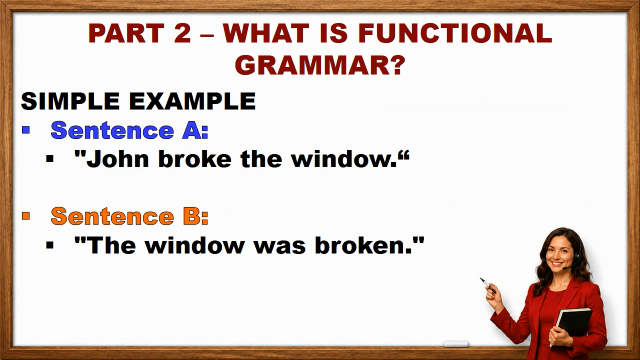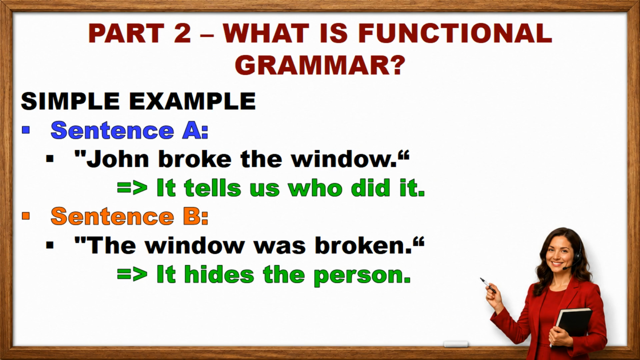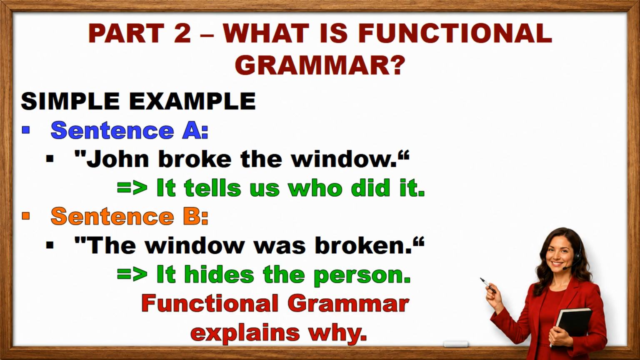Simple example. Look carefully. Sentence A. "John broke the window." Sentence B. "The window was broken." Which one tells us who did it? Sentence A. Which one hides the person? Sentence B. Why would someone hide the person? Maybe they don't know. Maybe they don't want to blame anyone. Maybe they're writing a formal report. The grammar changed. The meaning changed. The focus changed. Functional grammar explains why.